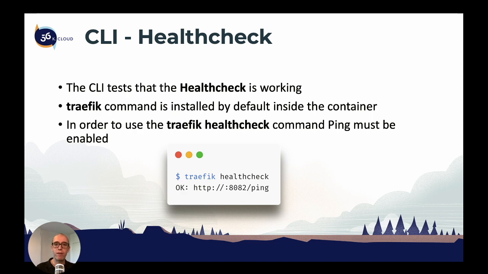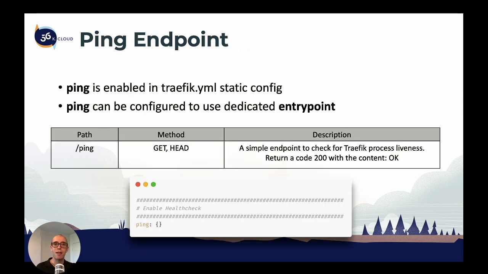So when we run traefik healthcheck, for example, inside the container, it checks the ping endpoint to ensure that Traefik itself is healthy. Now, to use the command line, you also need to ensure ping is enabled. This is installed by default inside the Traefik container, so we don't have to do anything extra. It comes as standard. Now, the ping endpoint is enabled in the Traefik YAML static config, and once we enable it, we'll be able to access the ping by /ping on, for example, our Traefik URL.